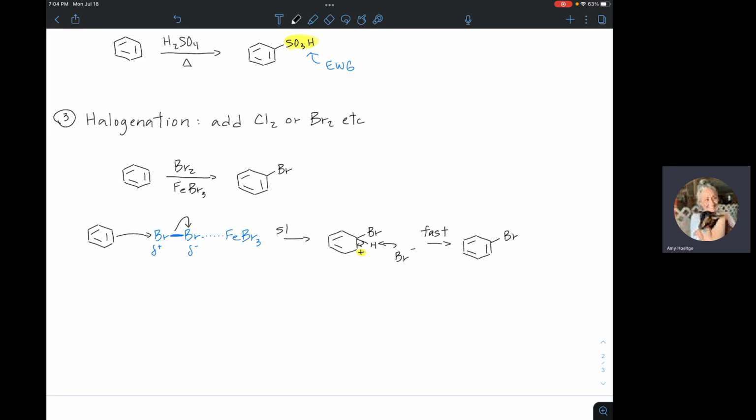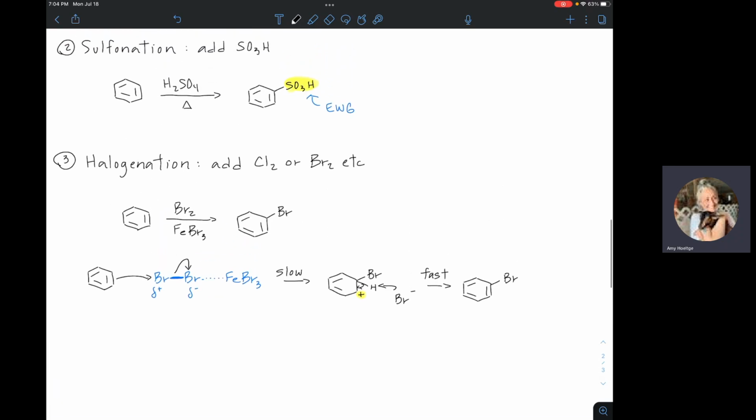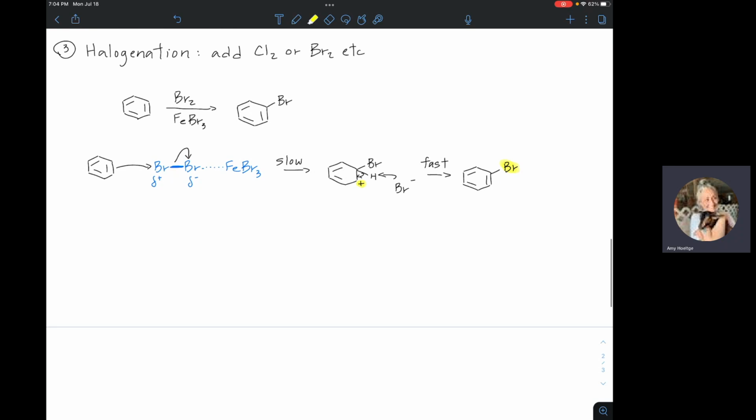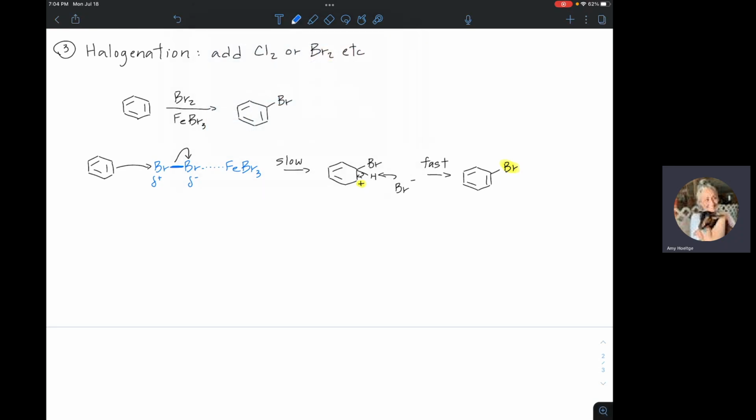And this is slow. The slow step in this reaction is going to be breaking up the aromaticity. Reestablishing aromaticity is going to be super fast, energetically favorable. So we've added a halogen, and by the way, this is going to be another electron withdrawing species, but it's not going to be nearly as strong as a nitro group. So this is weakly electron withdrawing.